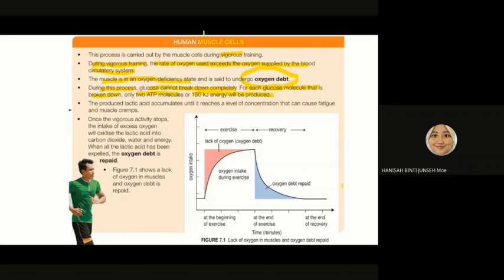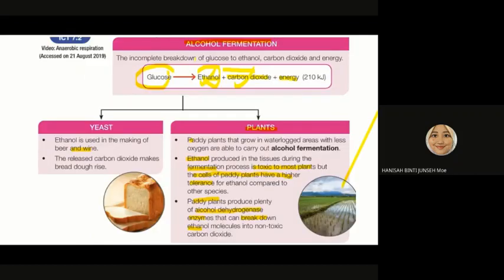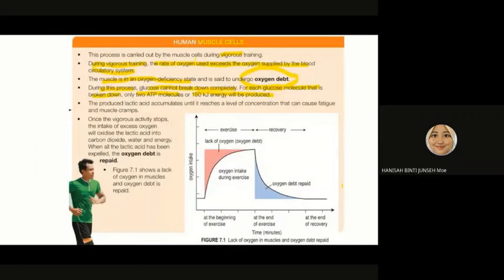Okay. Then, tadi kita sudah tengok in the previous one, glucose kalau under lactic fermentation, dia akan hasilkan lactic acid and energy. So, kita tahu tadi energy being produced tapi sedikit. And then there's lactic acid. So, this lactic acid will accumulate until it reaches a level of concentration that can cause fatigue and muscle cramp.